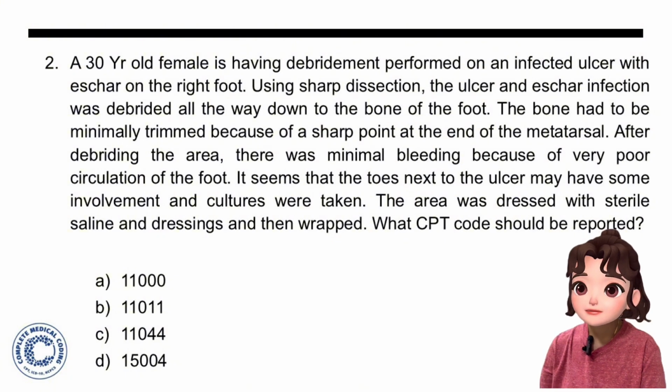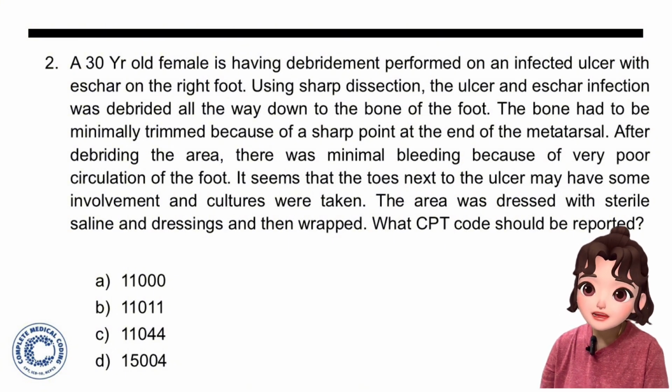Now, second question. A 30-year-old female is having debridement performed on an infected ulcer with a scar on the right foot. Using sharp dissection, the ulcer and scar infection was debrided all the way down to the bone of the foot. The bone had to be minimally trimmed because of a sharp point at the end of the metatarsal. After debriding the area, there was minimal bleeding because of very poor circulation of the foot. It seems that a toe next to the ulcer may have some involvement and cultures were taken. The area was dressed with sterile saline and dressings and then wrapped.